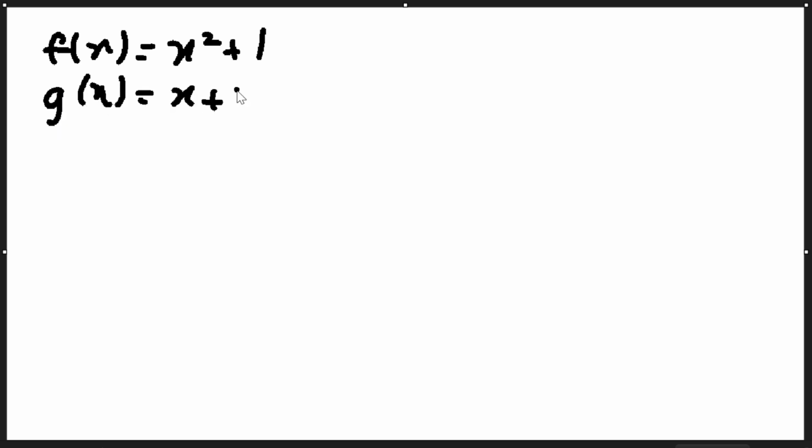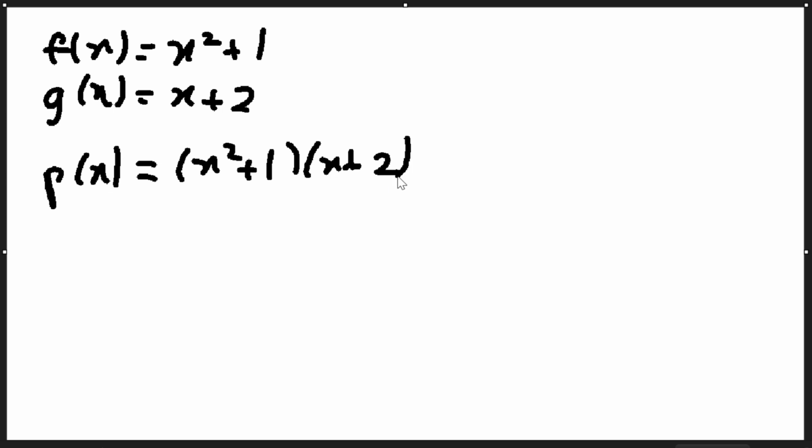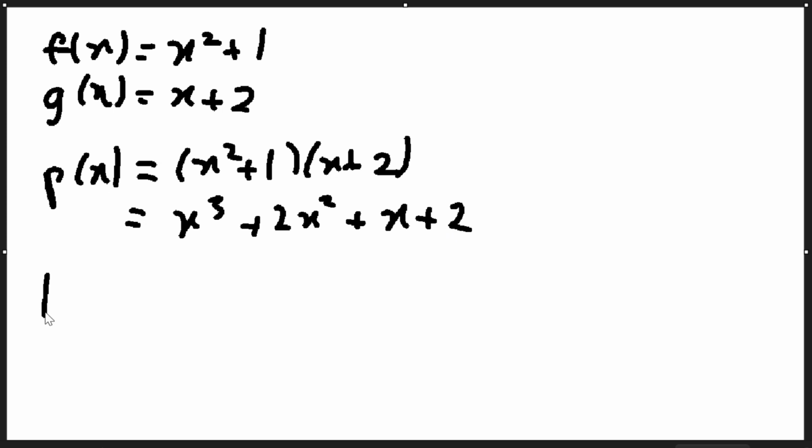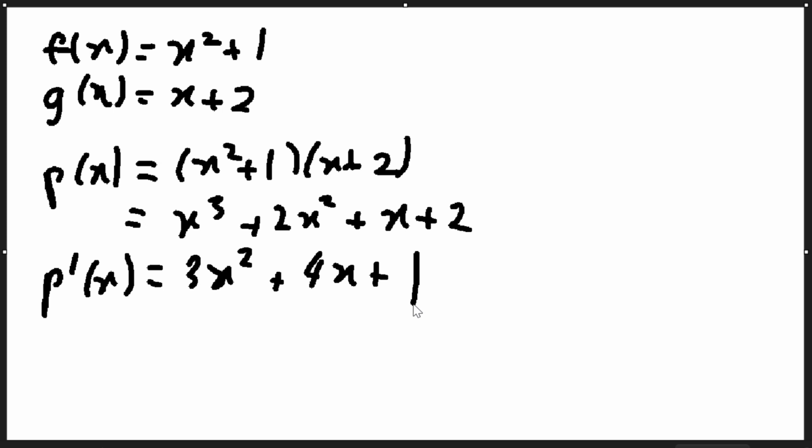So let's say that f(x) would be x squared plus 1 and g(x) would be x plus 2. Now we can find p(x) by opening the brackets and expanding the equation. So p(x) would be (x squared plus 1) times (x plus 2). The expanded version would be x cubed plus 2x squared plus x plus 2. So we can differentiate the function and we'll get 3x squared plus 4x plus 1.